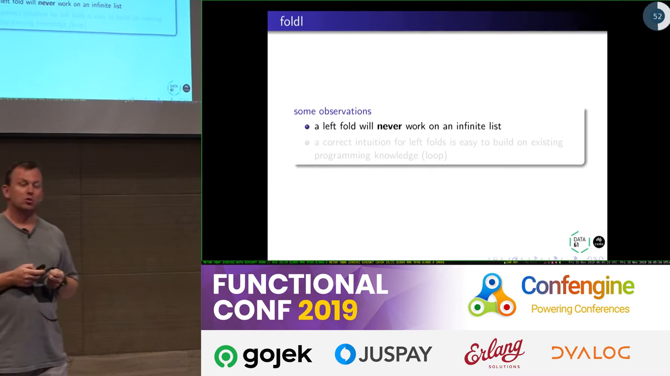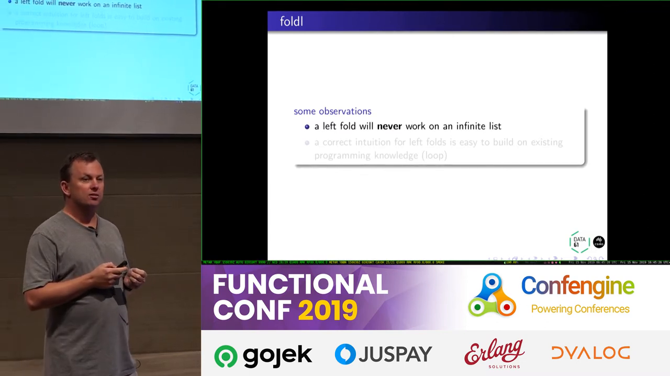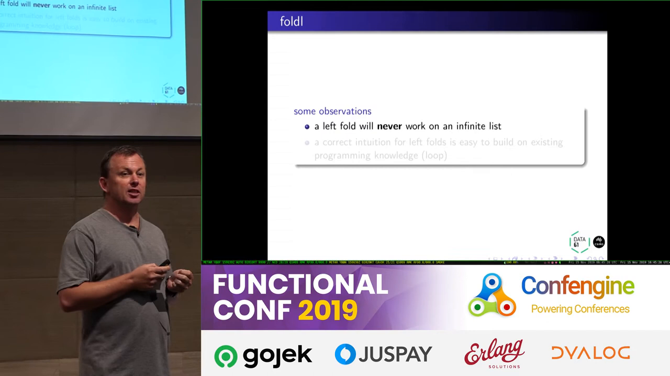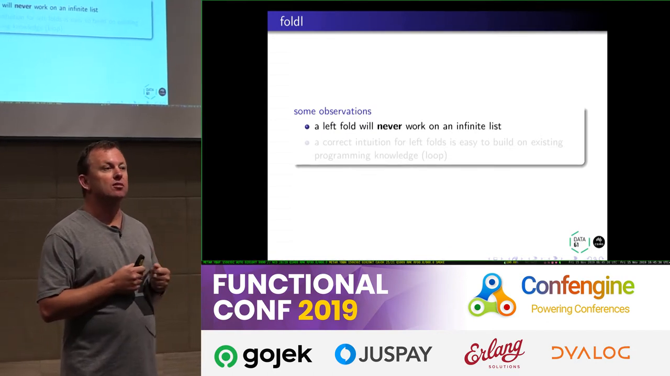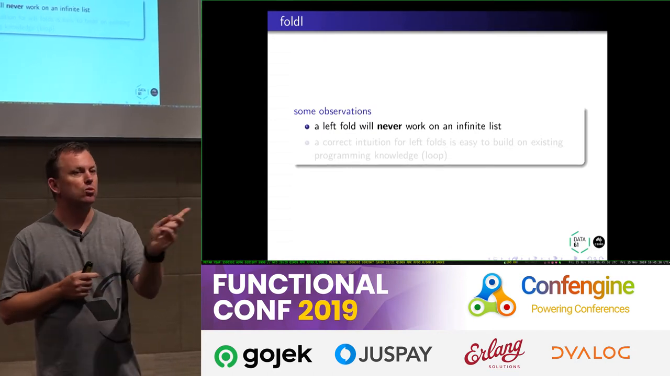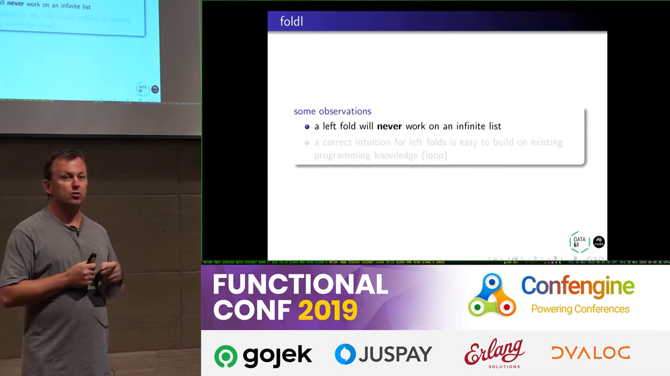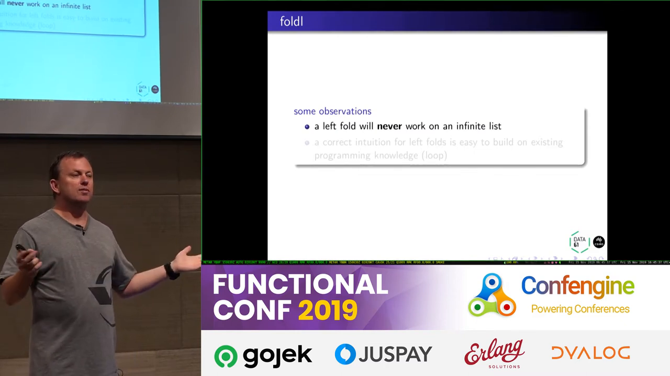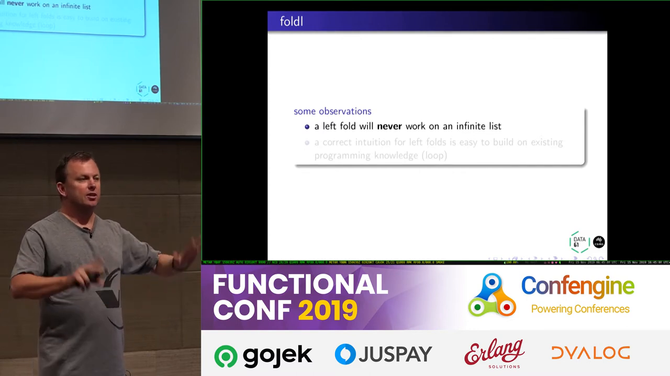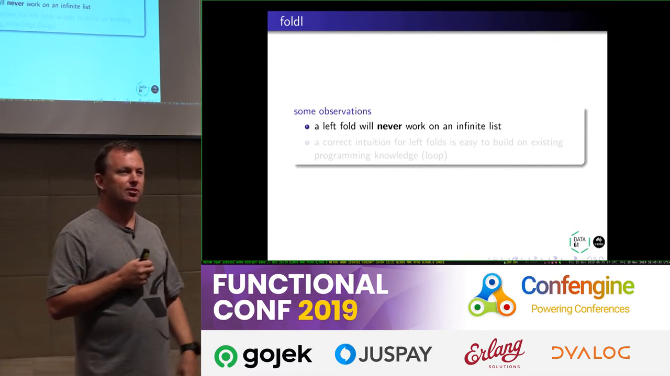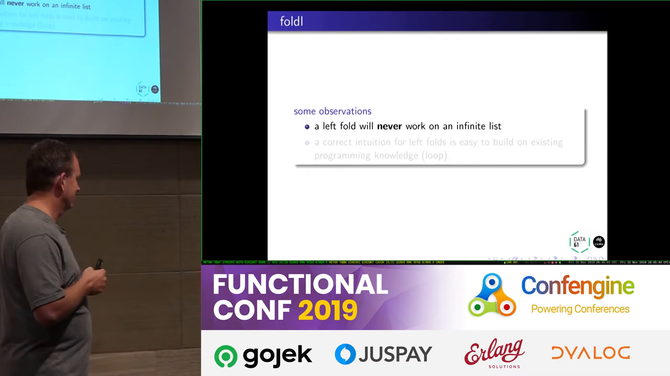For example, will that loop ever work on an infinite list? Nope. An infinite list, by the way, is one that doesn't have nil. It's just cons all the way to infinity. If I put that into a left fold or into that loop, it just will never give me an answer. It'll sit there and heat up the world a bit more, set Queensland on fire a bit more.